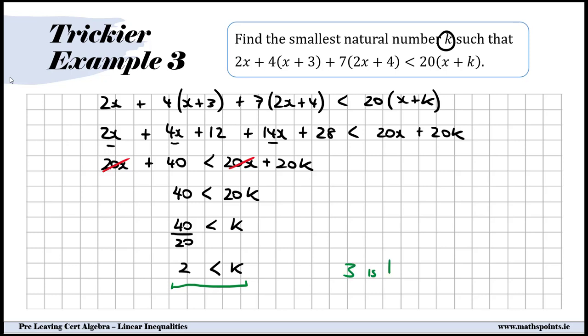So 3 is the smallest number k could be. Okay, so really important just to read the question over again.